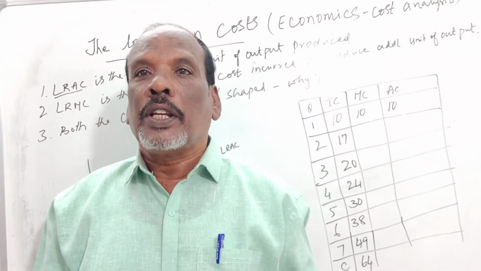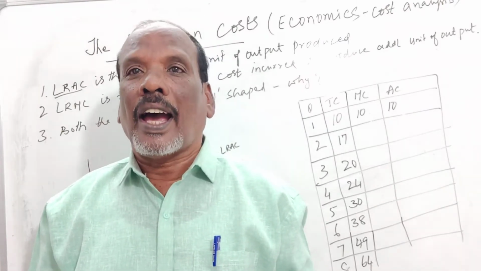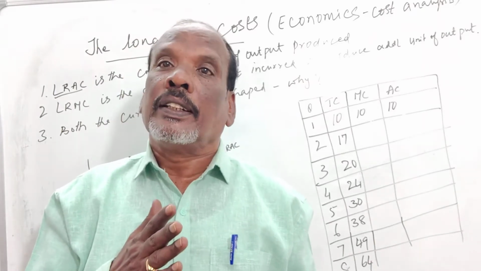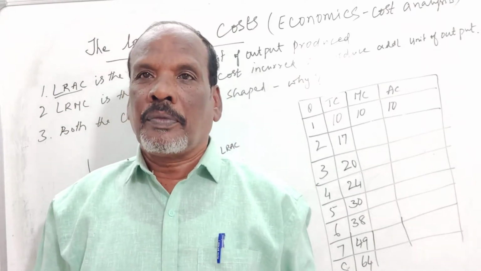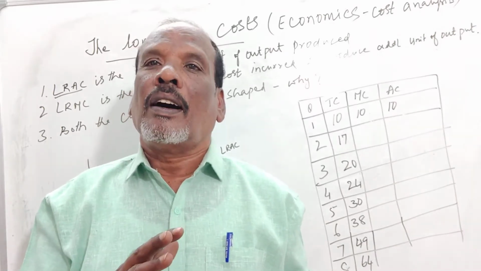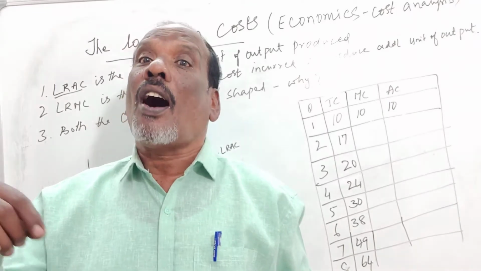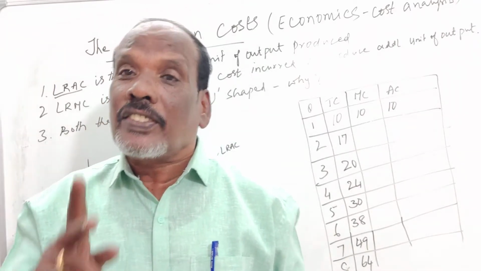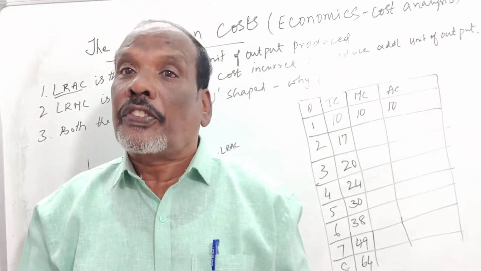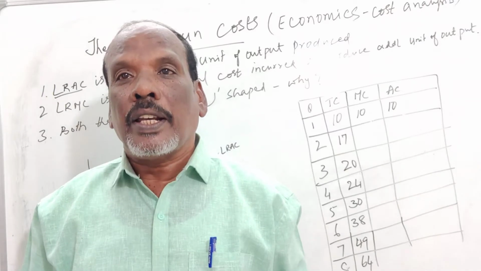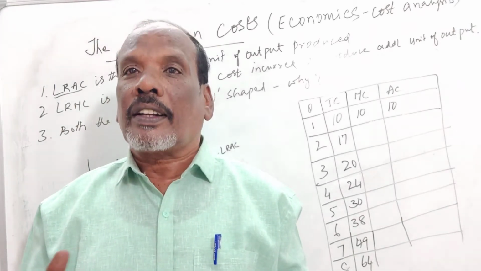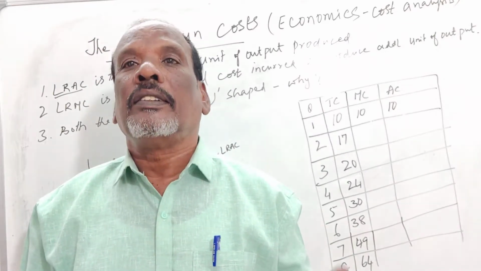So here we are studying the long run cost analysis, wherein we don't find fixed factors and fixed costs. We find only 3 types of costs. Out of these 3, 2 are important: average cost and marginal cost, that is, long run average cost and long run marginal cost. We should learn the concept of these 2 costs, and see how the cost curves, LRAC and LRMC, look.